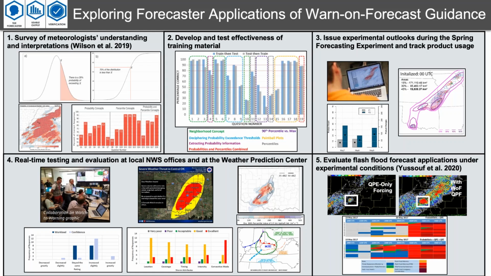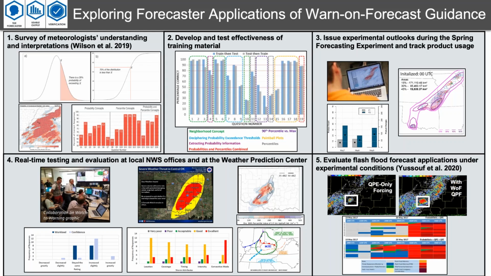And so in the 2019 spring forecasting experiment, before forecasters and other attendees used the guidance during an experimental task, they received some training, and we were also able to look at the effectiveness of the training by having two different groups. One group received the training and then did a test, and then the other group did a test and then received the training. And so we're working in that area to see how we best prepare forecasters if this goes operational. What's the kind of training content that you need?